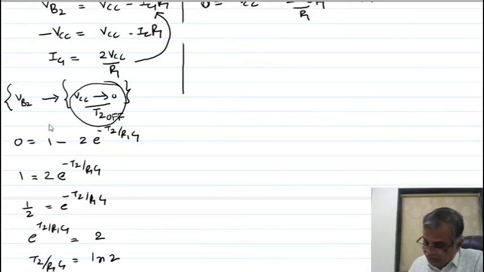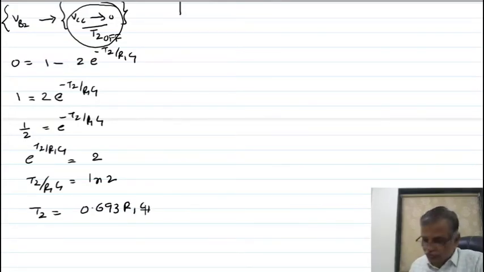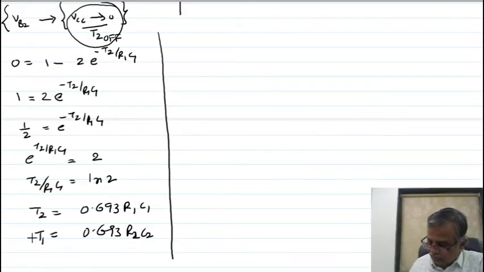And you know ln2 is nothing but 0.693. So in this way you derive the T2 off. Similarly, you can derive the T1 off as 0.693 R2 C2.